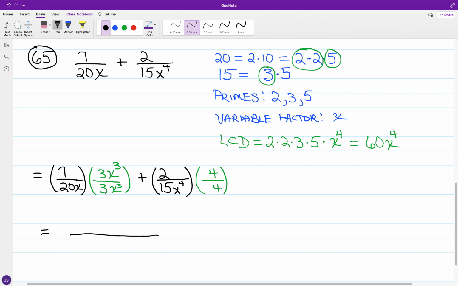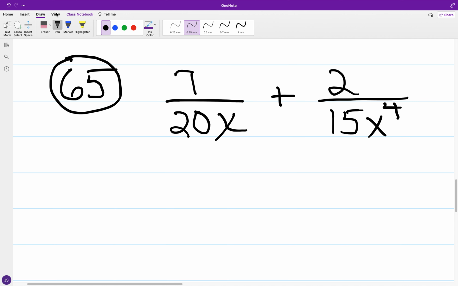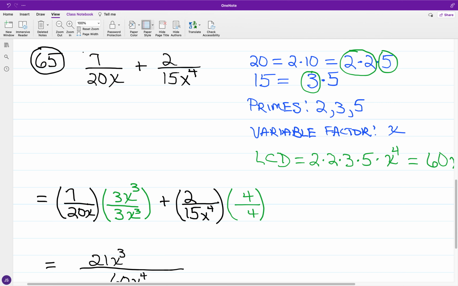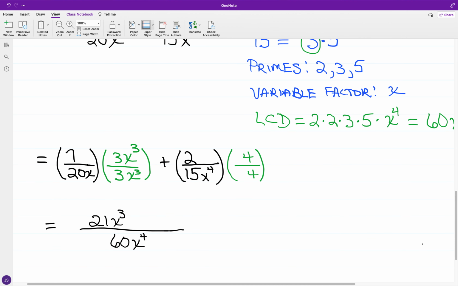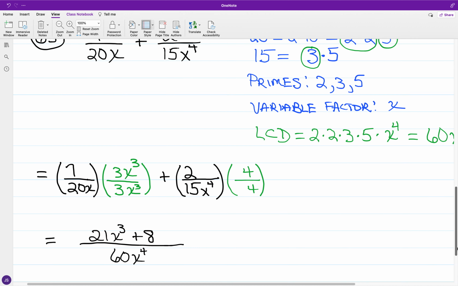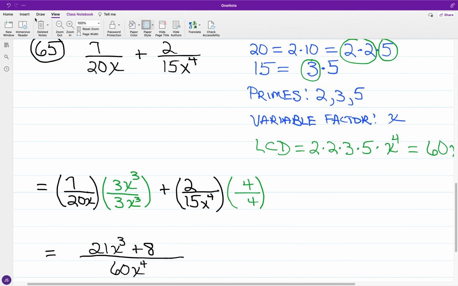Okay, so both denominators will be 60x to the 4th, and I can go ahead and consolidate. Looking at the numerators, you have 7 times 3x cubed, so this will be 21x cubed. And we got plus 2 times 4, which is going to be 8. And this will be the final result. So you have 21x cubed plus 8 all over 60 times x to the 4th.